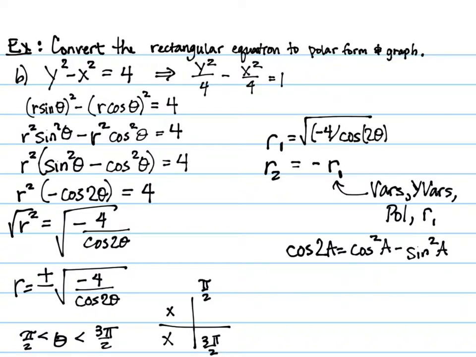You need to make sure before you hit graph that your window does what you just said it was supposed to do. Your window needs to go from pi halves to 3 pi halves. We don't have a real good idea of what my window needs to be. I'm going to go negative 10 to 10 since I'm not sure. This is a hyperbola, so it's not going to be nice and compact. It's going to continue on indefinitely. It does kind of look like a Nike swoosh.